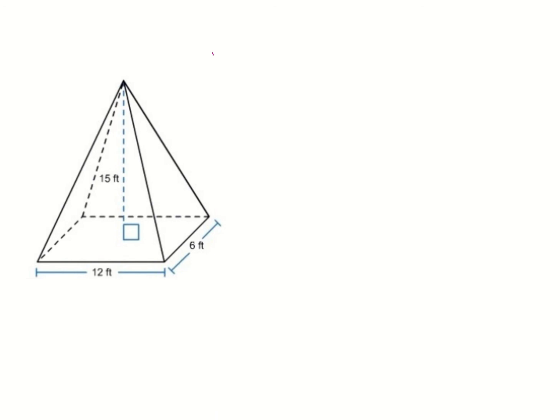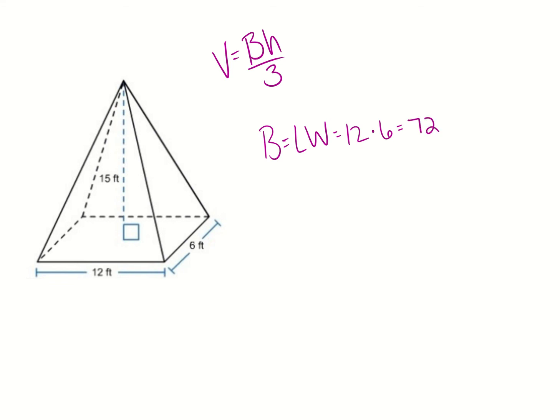Okay, so now we're going to look at a rectangular base. Again, the formula for the volume of any pyramid is the area of the base times the height divided by 3. In this case, our base is a rectangle, so the area of the base is length times width. So we get 12 times 6, which equals 72. And that is what my B, or the area of the base, is going to equal.